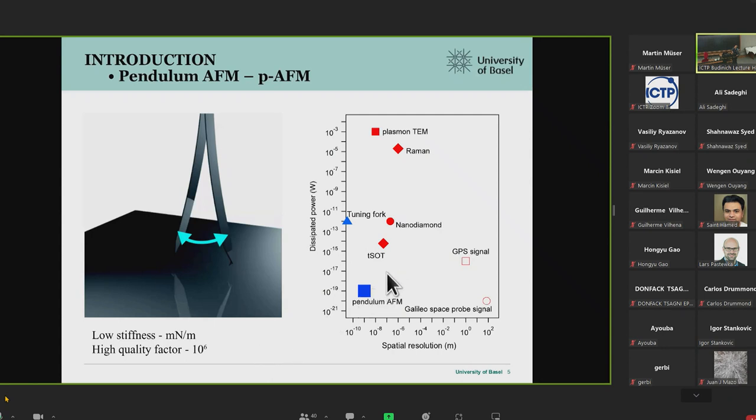And on this graph, I show you a comparison of the typical dissipated power of different techniques versus their spatial resolution. I would like to draw your attention to this comparison with the tuning fork. In the talk you saw yesterday, given by Remy, tuning fork, due to its very high amplitude stability, offers very high spatial resolution, but it's a few orders of magnitude less sensitive to the dissipative forces as compared to pendulum AFM. For pendulum AFM, the minimum dissipated power is on the order of even a fraction of an attowatt. Yeah, well, it's not the best imaging tool. You see that, basically, the spatial resolution is a few nanometers.